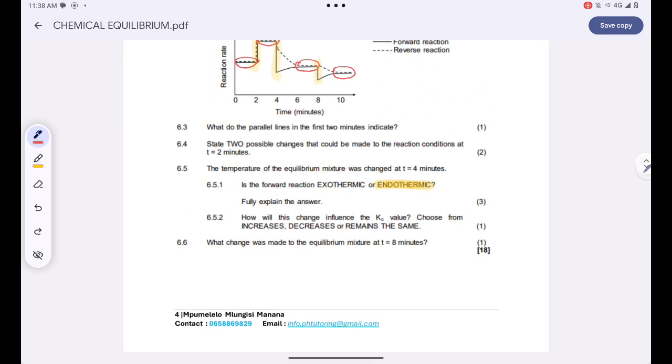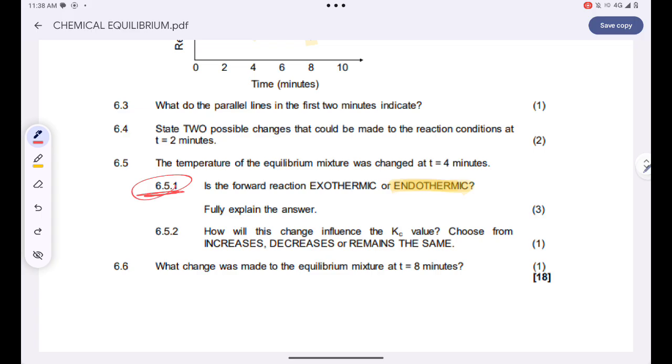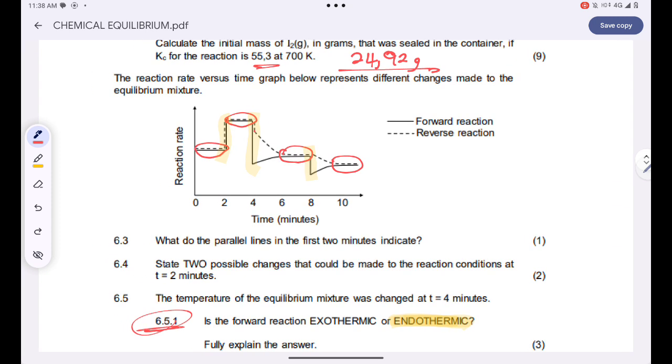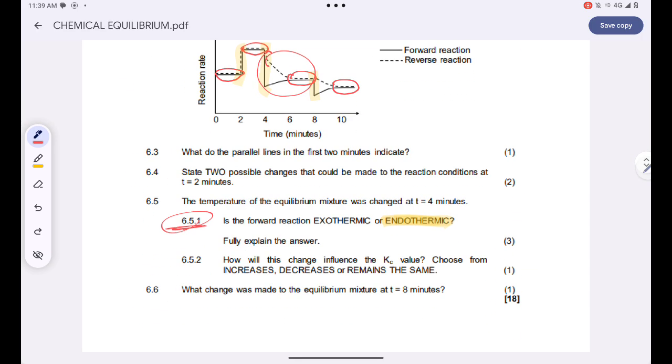But I think I made a blunder there, guys. Oh yeah, let me re-explain. I chose endothermic reaction, which is a correct answer. Why? Because a decrease in temperature always favors an exothermic reaction. This graph shows me that the reverse reaction is favored. Are you together? And since a decrease in temperature favors an exothermic reaction, it simply means the reverse reaction is exothermic, and hence the forward reaction will be endothermic. That's how you're supposed to fully explain your answer.